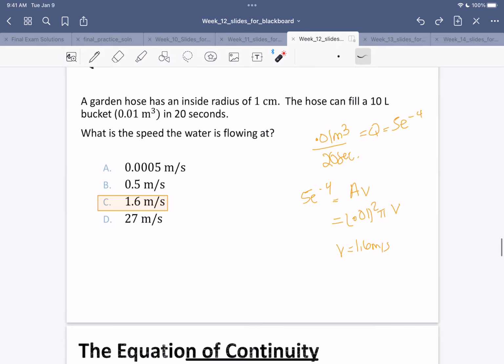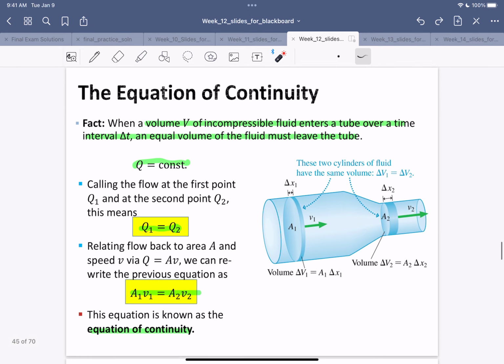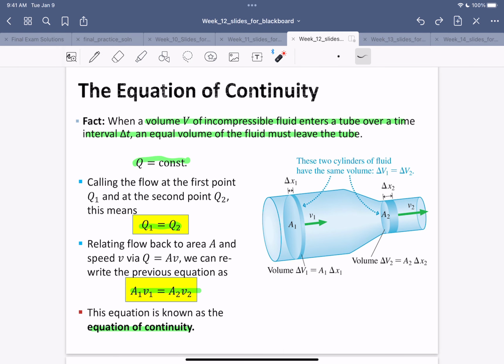Does that make sense so far? But yeah, now we get into the continuity equation.